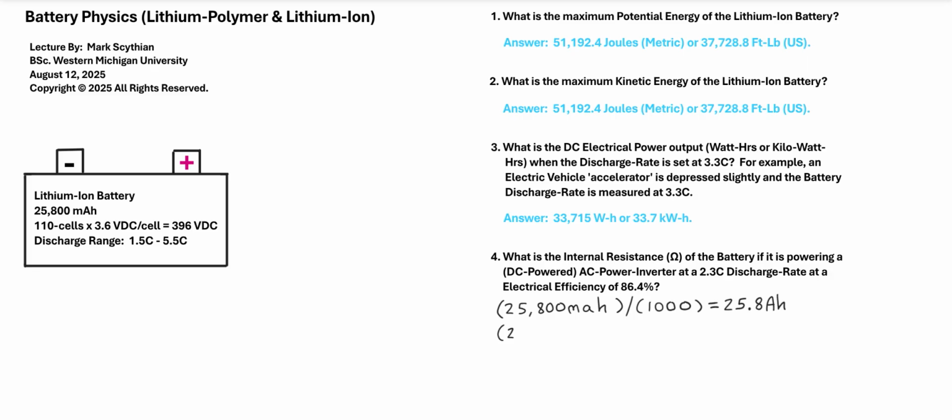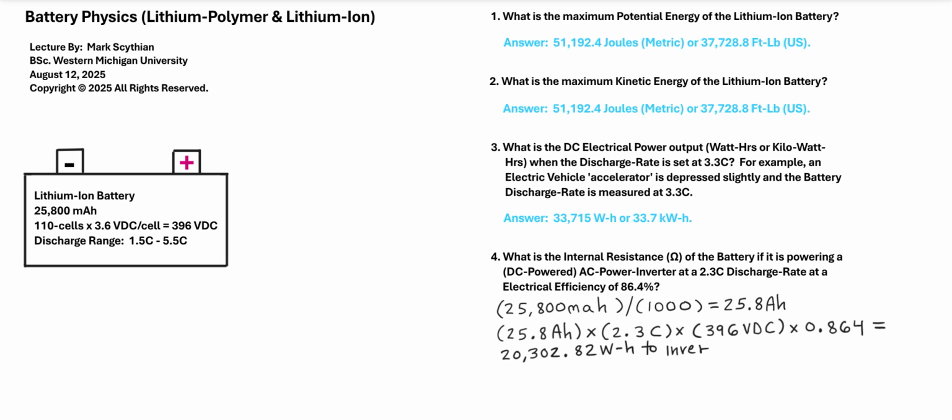So we can again find the base value, current capacity, 25.8 amp hours. We can multiply this times 2.3 C, and then times the battery voltage, and then times the electrical efficiency transfer from the battery to the inverter, and then we calculate 28,302.82 watt hours are flowing to the inverter. So that's the effective power, and that has a capability to flow for 1 continuous hour, 28,302.82 watts. However, if we isolate it within an hour, it would then be 20,302.82 watts.